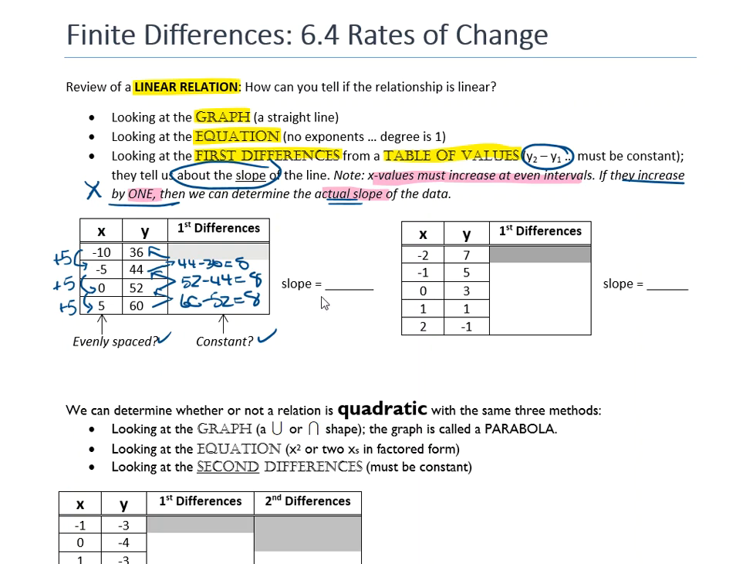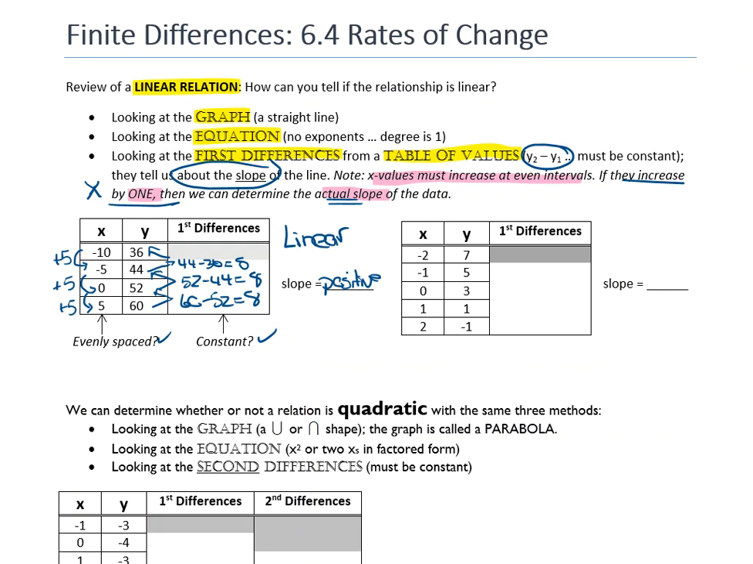So what does it tell us about the slope? Well, we don't know what the slope is, but since our first differences are positive, it tells us that the slope is positive. So this is a line. This is linear because our first differences are constant. So I know it's going to be a line, and I know it's going to have a positive slope. That's what I found out from my first differences.